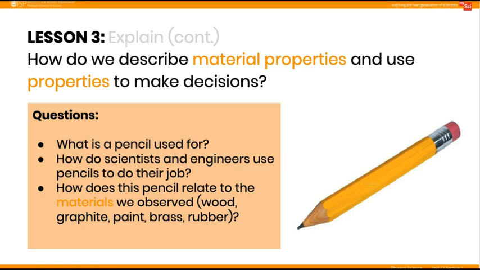The pencil is made of wood, like the block. It has yellow paint, like the yellow paint in the cup. It has an eraser, like the one that they observed. A metal ferrule, similar to the brass fastener, and a graphite tip like the one that they were given.